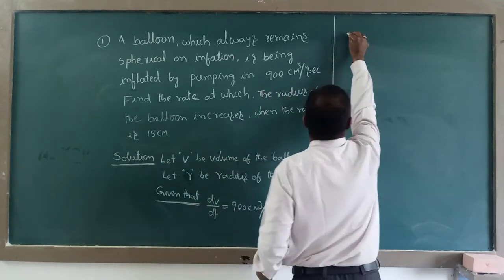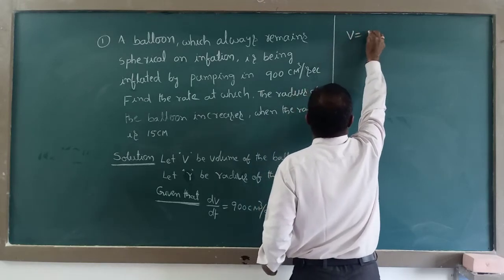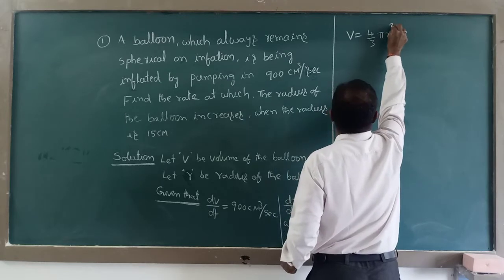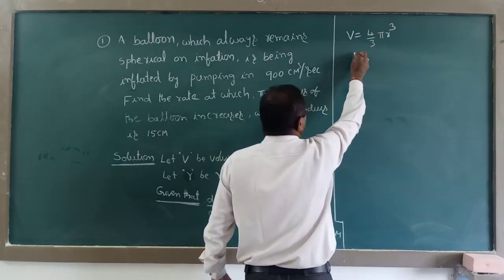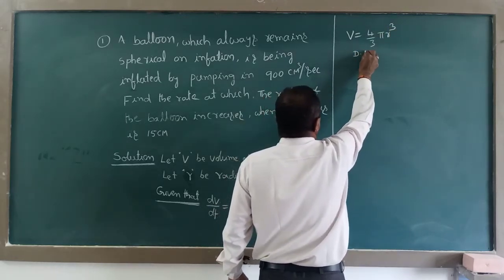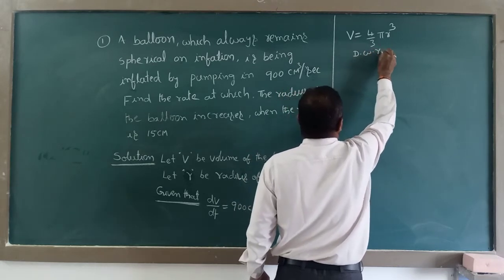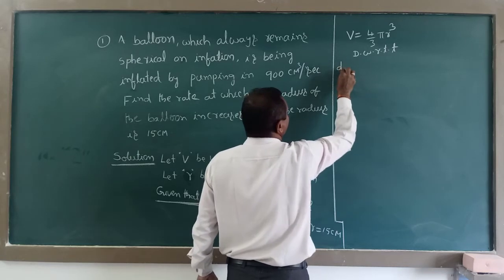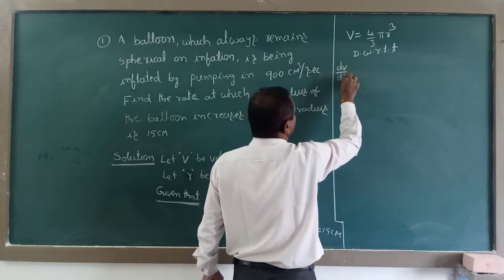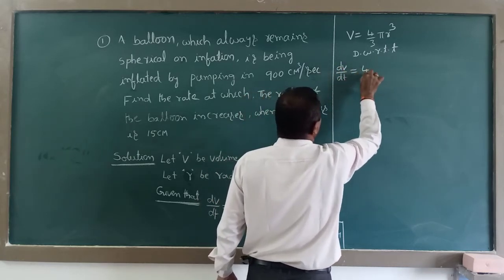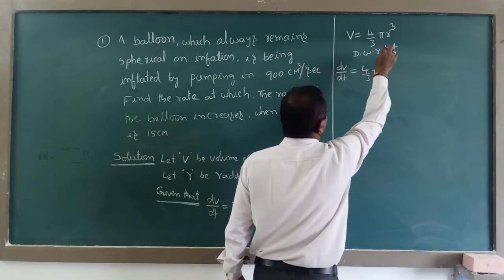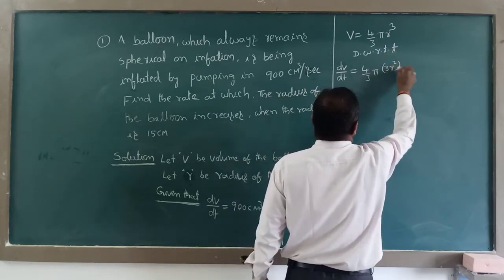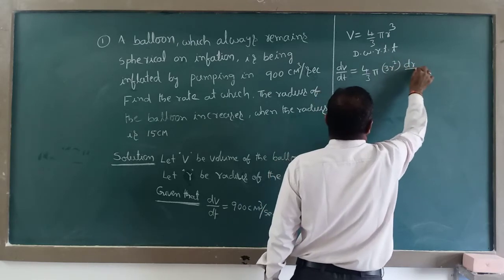Volume of the sphere is V equal to 4 by 3 into pi r cube. It is the formula. Now we are going to take differentiation with respect to t. dV by dt is equal to 4 by 3 pi constant, d by dt of r cube is 3r square, and again dr by dt here.